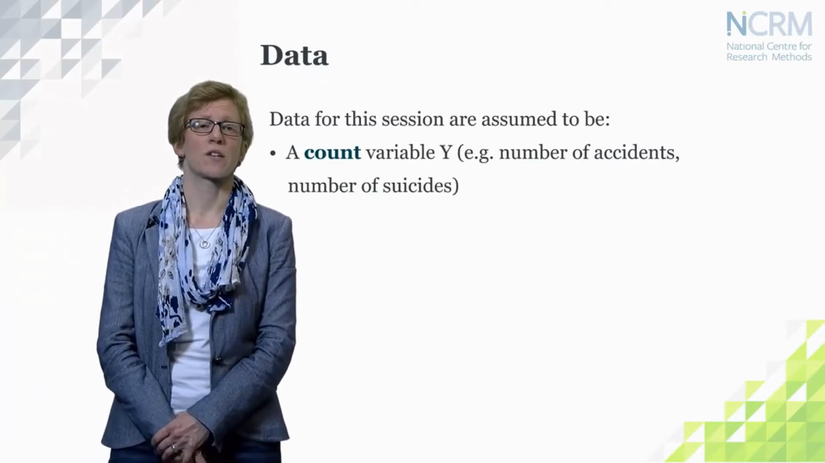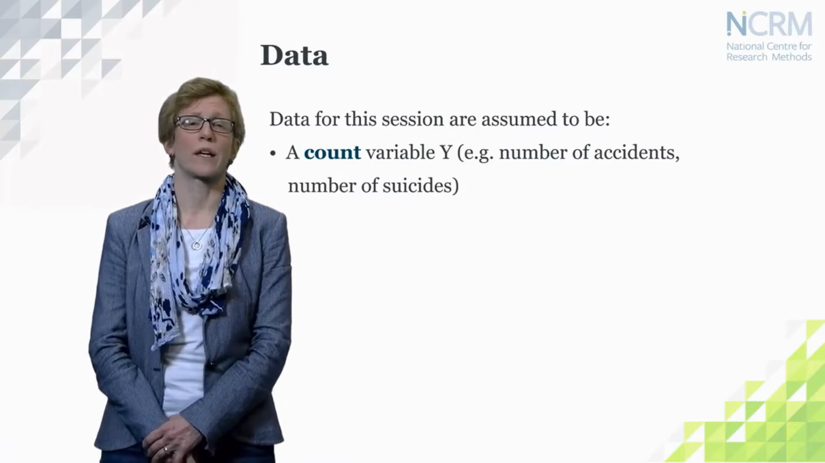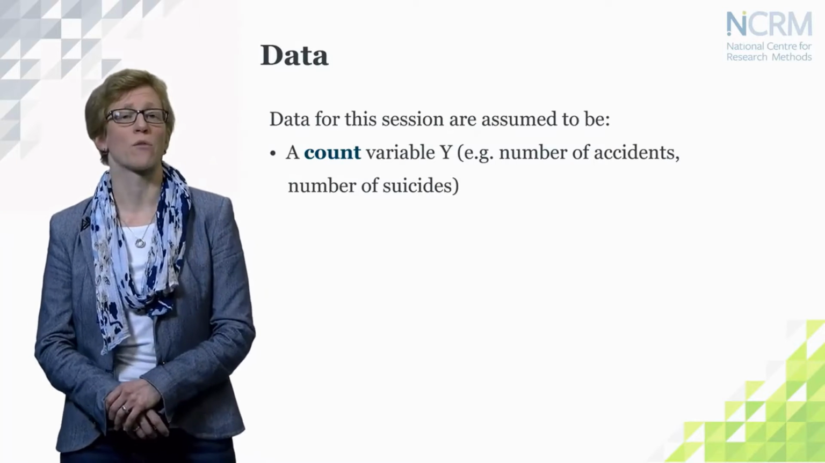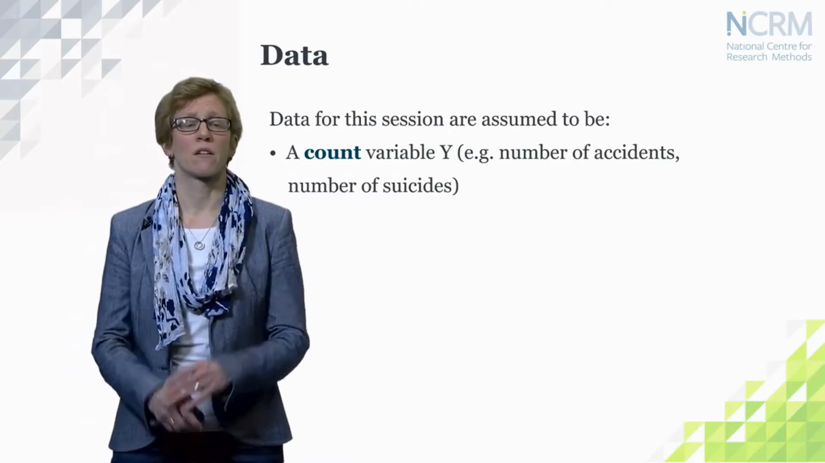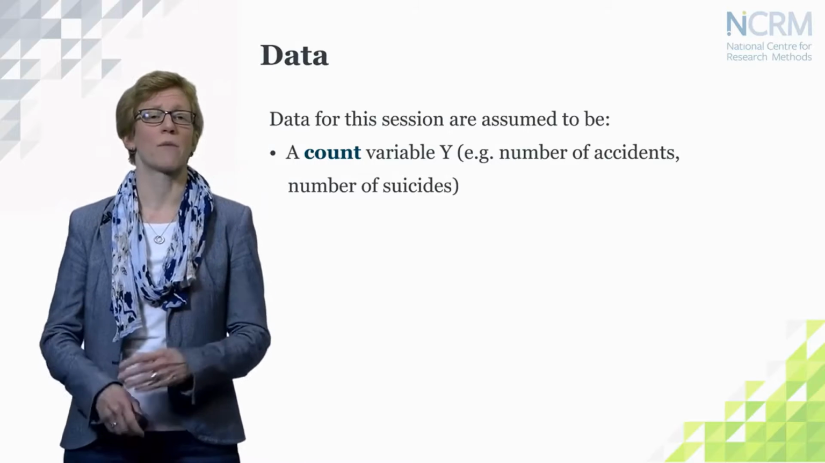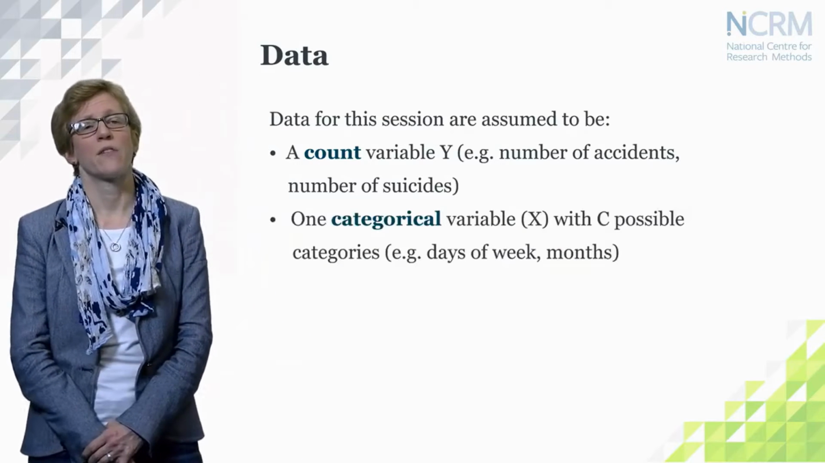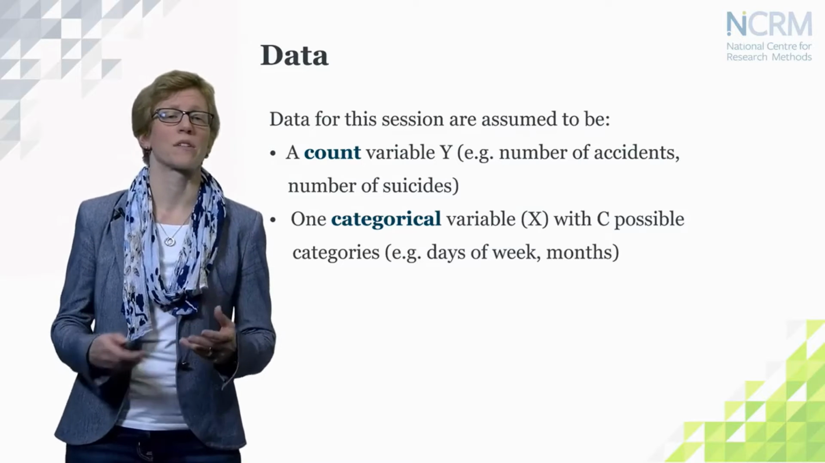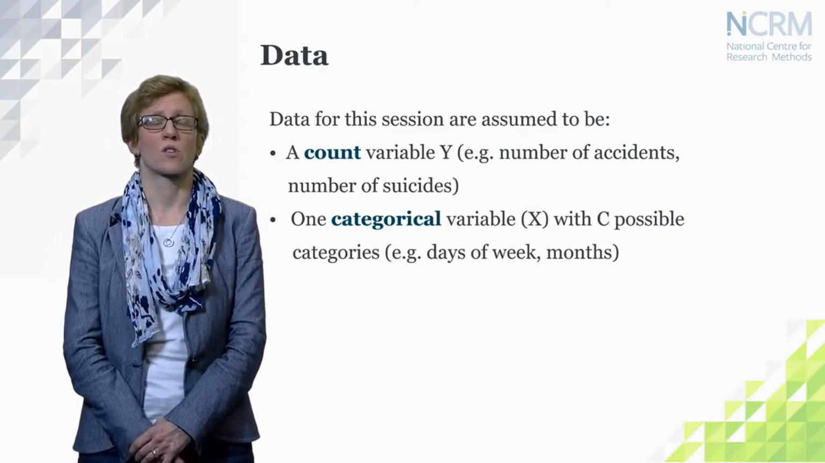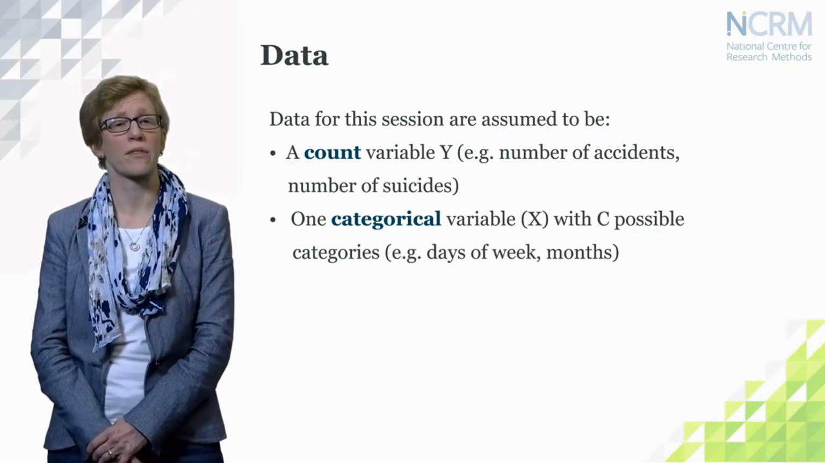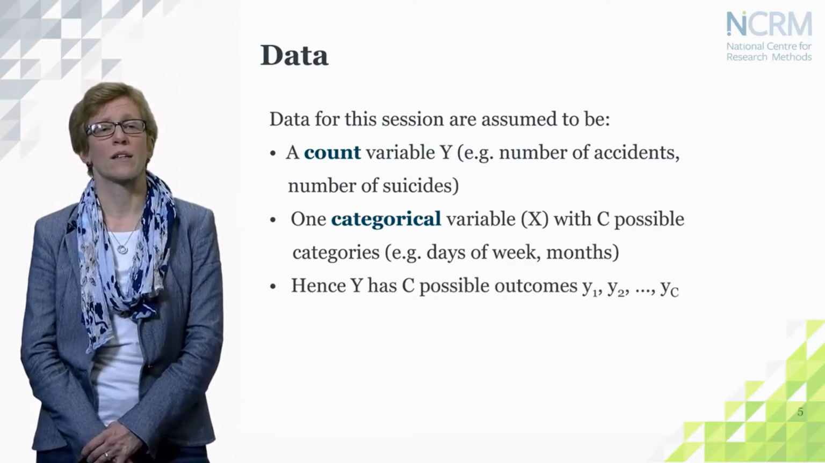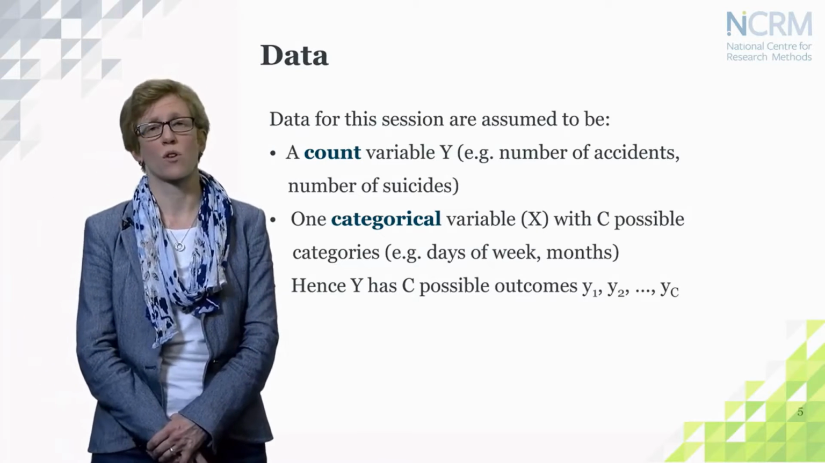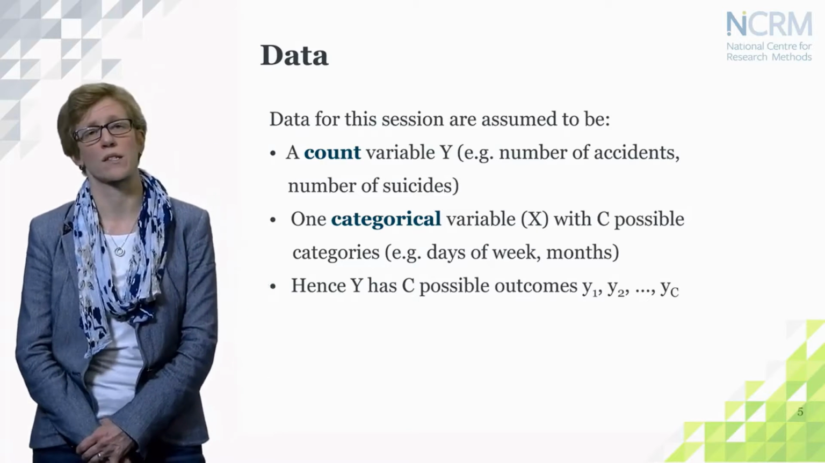Data for this particular session are assumed to be, first of all, a count variable y. So for example, the number of accidents or the number of suicides in a particular geographical area or time period. Then we've got a categorical variable x, with, let's say, capital C possible categories, such as days of the week or months. So y here has capital C possible outcomes, so y1, y2, and so on until yC.